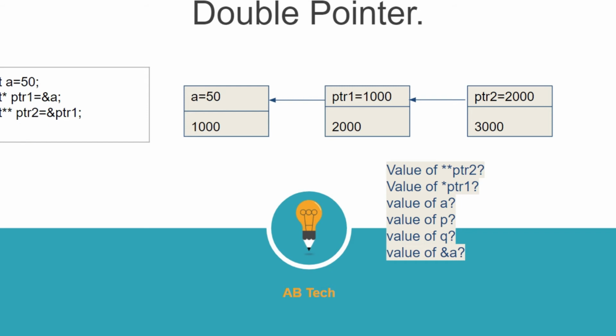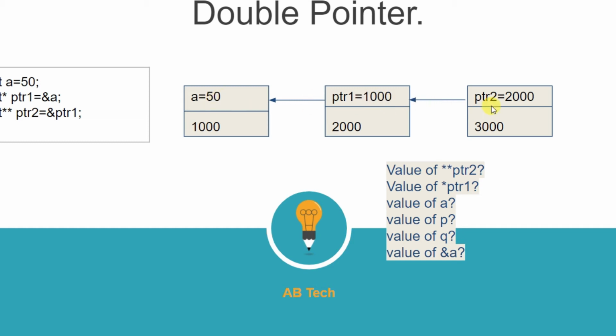We have one more variable, int *ptr1, where we are storing the address of this a. So the value of this pointer variable will be the address of variable a. What is the address of variable a? It's 1000. So here ptr1 will have the value 1000, because we are storing the address of the a variable. That's why its value is 1000.